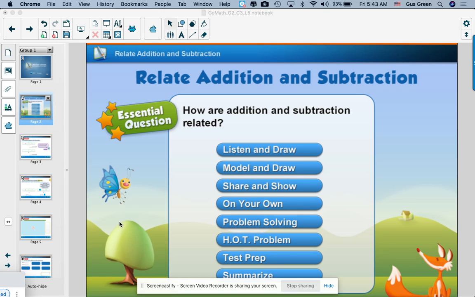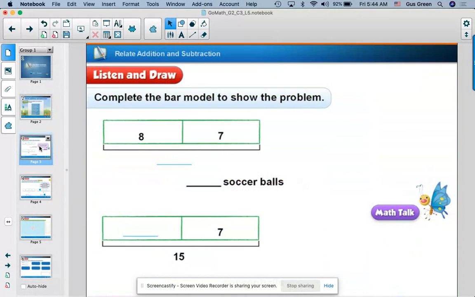I'm going to take you through lesson 3.5. Chapter 3 is going by super fast. And today we're going to look at how addition and subtraction facts are related. As you get better and faster at your addition facts, you'll also get better, faster, and more accurate at your subtraction facts. So one of the things we're going to use today is called a bar model.